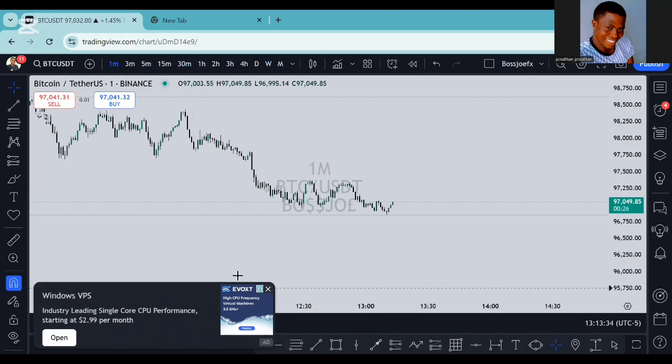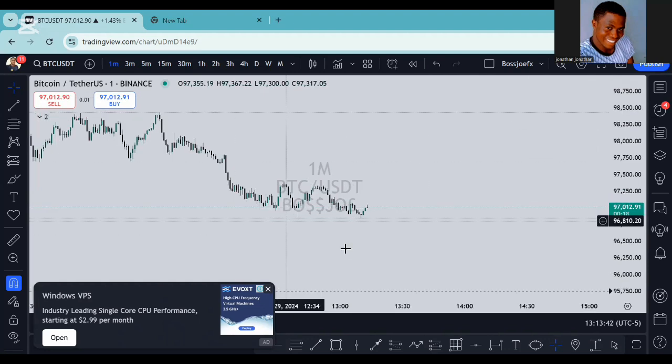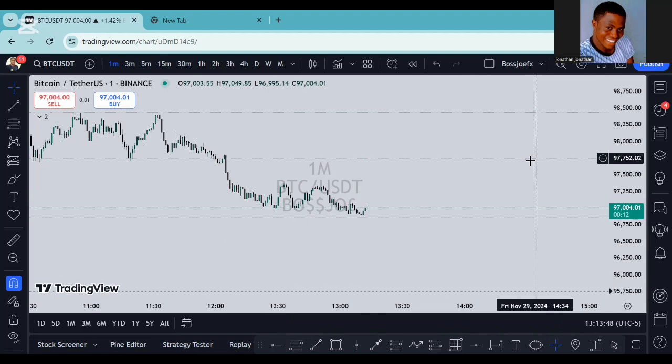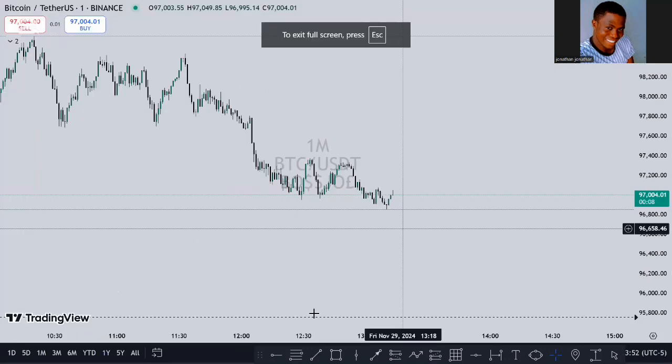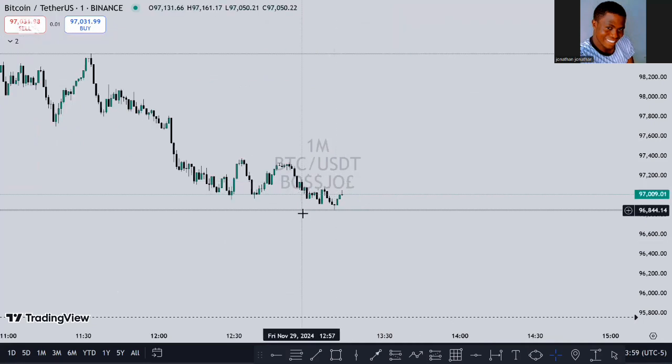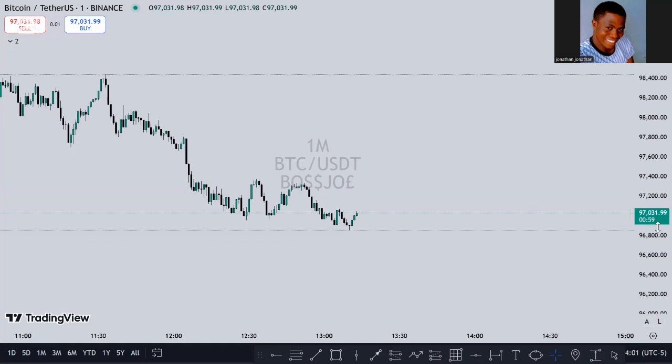Today we are going to be discussing fair value gaps. Fair value gaps is where I draw my setup most times. All those things you've been seeing me do on Facebook, fair value gap has been my benchmark, kind of.